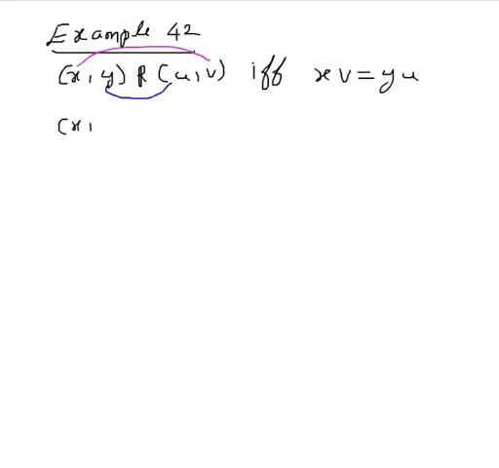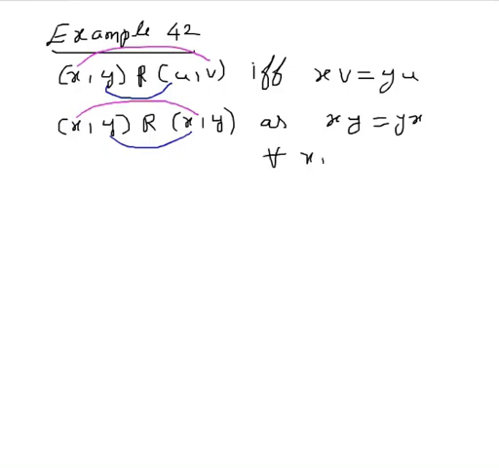Okay, let us check whether (x, y) is related to (x, y). Check that multiplication. (x, y) is related to (x, y) as xy is equal to yx. And it is true for any element (x, y) taken from the set A. Therefore, R is reflexive.